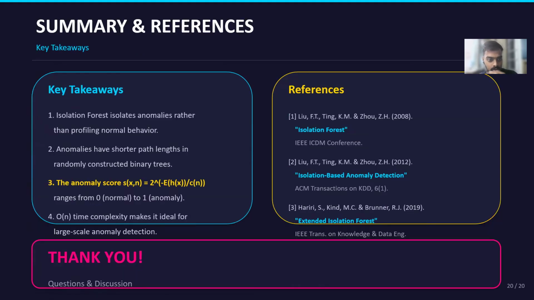Okay. Let's summarize what we learned here. To summarize, isolation forest detects anomalies by isolating them rather than modeling normal data. Anomalies have shorter path lengths, which translates to higher anomaly scores. With the formula here, S of x, n is equal to 2 power minus E h of x divided by C of n, ranging between 0 and 1. It makes the algorithm a very powerful and efficient solution for real world anomaly detection problems.